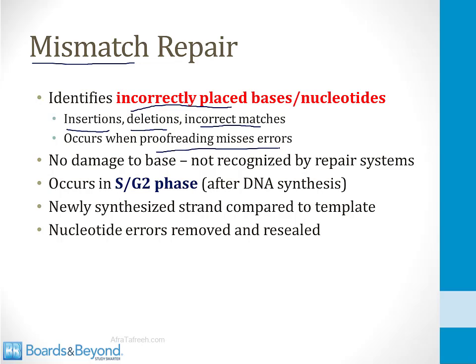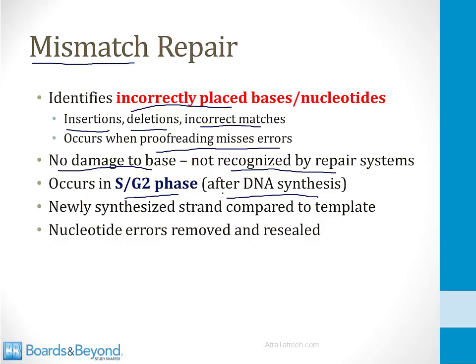And this system is a little bit different from the last two we discussed, base excision repair and nucleotide excision repair, because mismatch repair is fixing errors where there's no damage to the base. The base and the nucleotide are entirely normal, so they're not going to be recognized by the base excision repair or nucleotide excision repair systems, and therefore they need this special system called mismatch repair. Also, very high yield for you to know that this system is functional in the S and G2 phase after DNA synthesis. This is looking for incorrectly placed bases by DNA polymerase, so it's going to have no role in G1 before DNA has been copied.